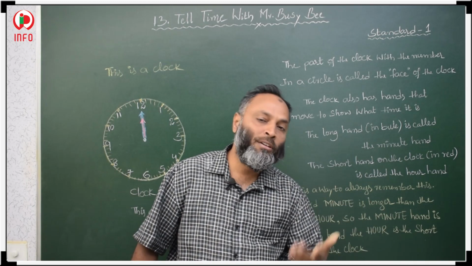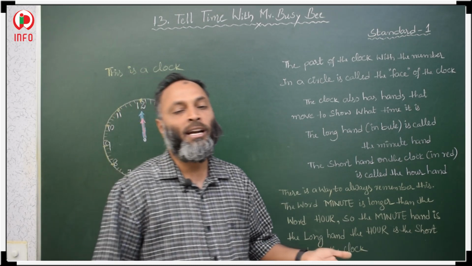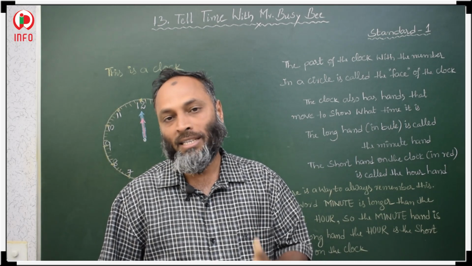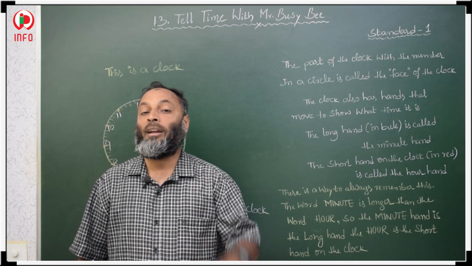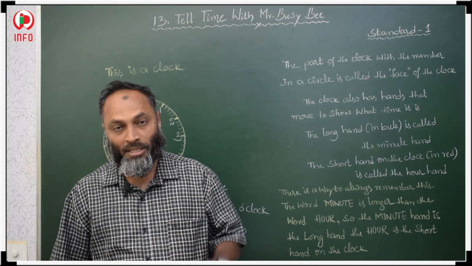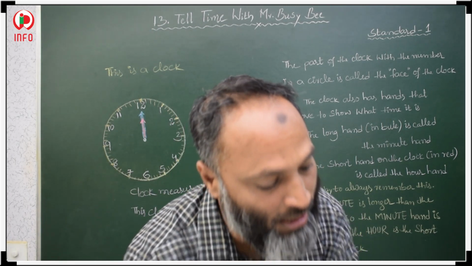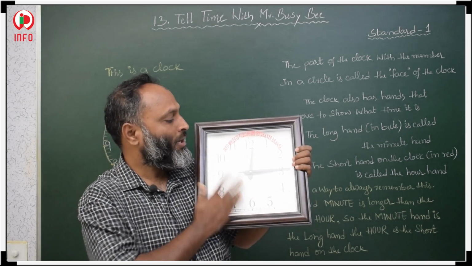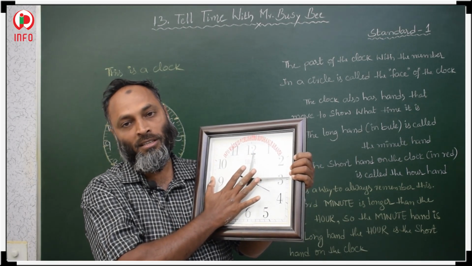In this way also we can remember which hand is smaller in a clock and what it is called. The smaller hand is the hour hand and the bigger hand in a clock is the minute hand. That complete circular shape or square shape is called the face of the clock. See here, this is a clock, this is complete, this is called the face of this clock.